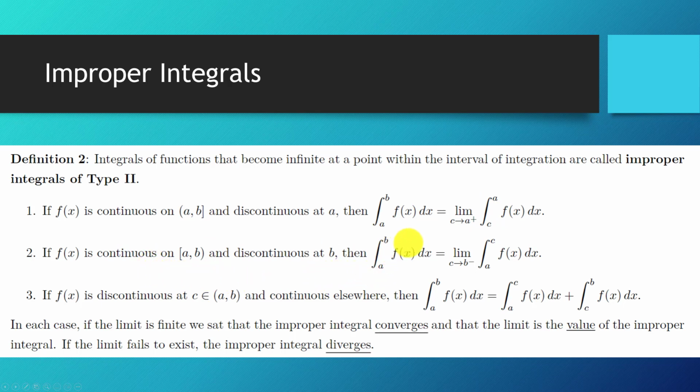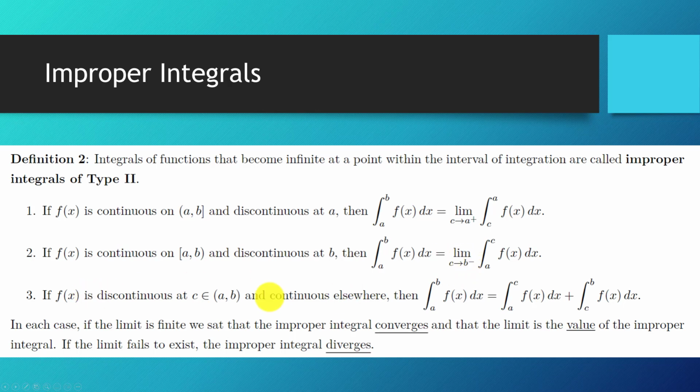That makes more sense. Then if f of x is continuous on a to b and discontinuous at b, then for the integral from a to b of f of x dx, we're going to take the limit as c approaches b from the left. They made a lot of mistakes here, but it's from a to c, where c is coming from the left toward b. Easier to do when there's actual numbers.